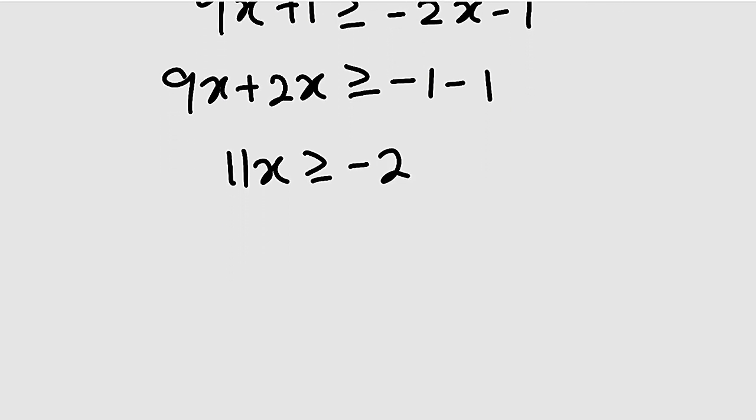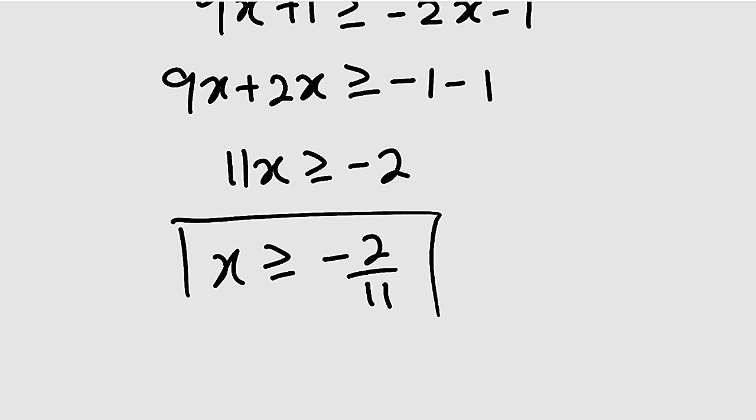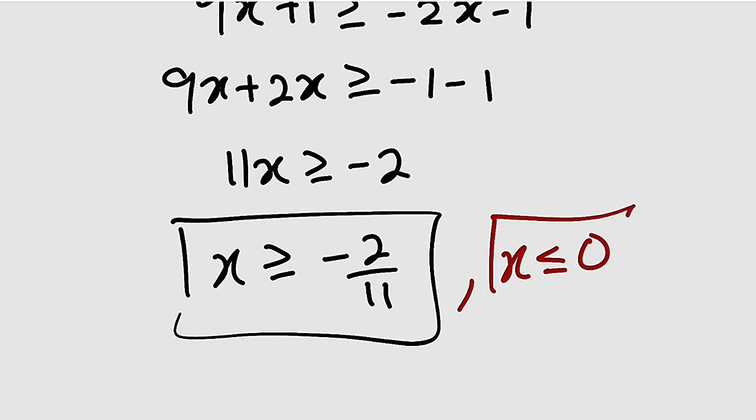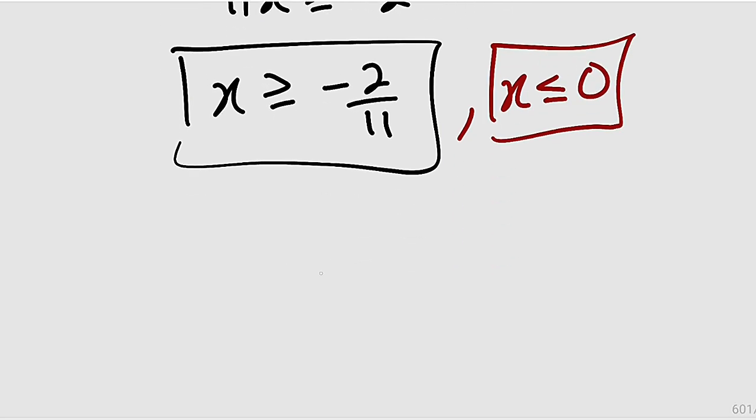Divide both sides by 11. You have x greater or equal to negative 2 divided by 11. Remember that our first solution was x less than or equal to 0, right? So these are the two solutions we have, and we can plot them on the number line.